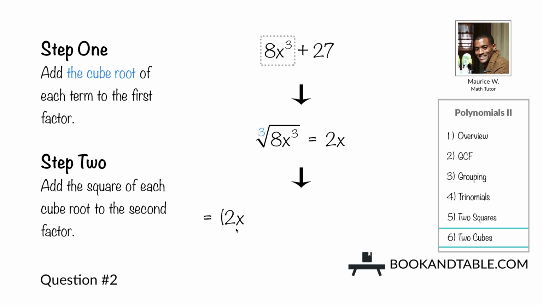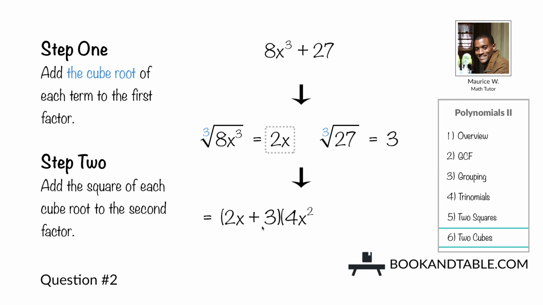Our first term is 8x cubed. The cube root of 8 is equal to 2, and the cube root of x cubed is equal to x. So 2x is the first term inside the first factor. The second term in our original polynomial is positive 27. The cube root of positive 27 is equal to 3. So our first factor is 2x plus 3.